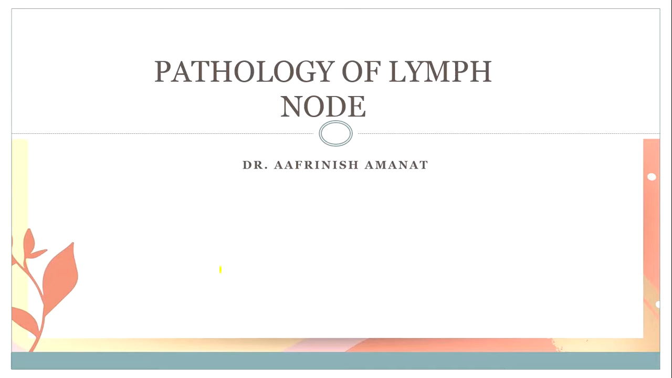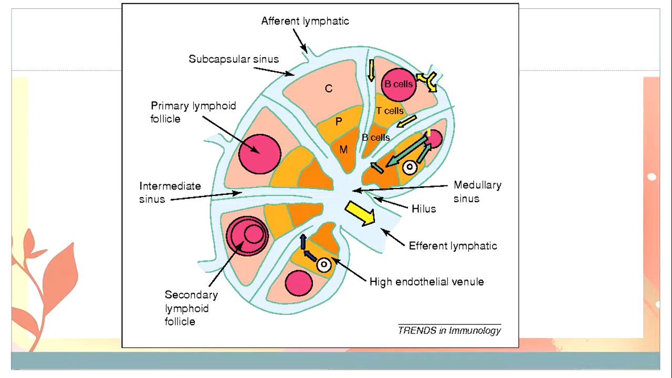Bismillahirrahmanirrahim. Today we are going to discuss pathology of lymph node. Briefly, I will describe the anatomy of lymph node. Lymph node is made up of an outer part which is known as cortex and an inner part which is known as medulla. Between the cortex and medulla lies paracortex.